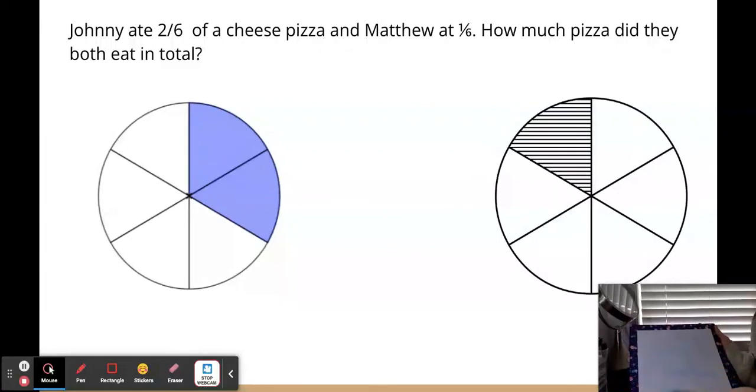So we want to find out how much they ate in total, and that word means that we will be adding. So we're going to go ahead and write our 2/6 plus our 1/6 here. And this is our whole. There are 6 slices in a whole pie of pizza. So we keep these numbers the same because they are like denominators. So we'll go ahead and write our 6 first so we know that we're keeping them the same. And then we're just going to go ahead and add our 2 and our 1. 2 plus 1 gives us 3, which means that Johnny and Matthew ate 3/6 of the pizza in total.